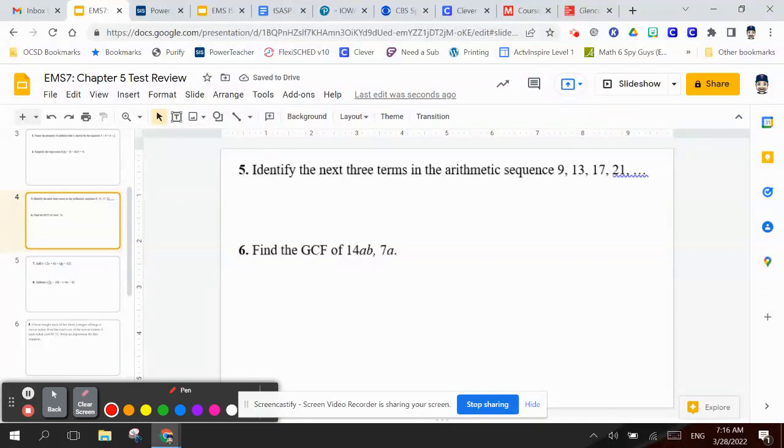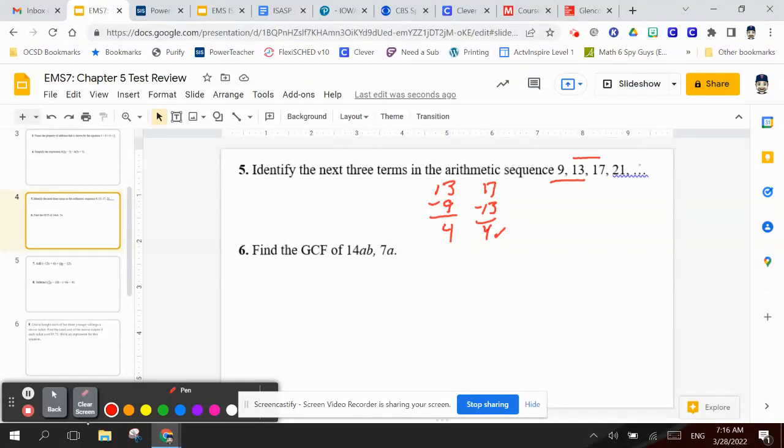Number 5, identify the next 3 terms in the arithmetic sequence, 9, 13, 17, 21. So I take the first 2 numbers, 9 and 13. I take 13 minus 9, which is 4. Now I see if that's the same thing. So then I take 13 and 17. 17 minus 13, 4. Yes. So I know that we're counting by 4s.